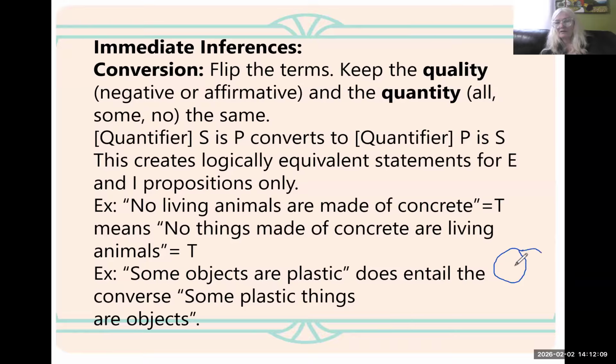So here I've got my subject and my predicate classes, S and P. Okay. And for "some objects are plastic" and "some plastic things are objects," what I do is I just, for our Venn diagram, put an X in between this, and it can be read symmetrically, either backwards or forwards.